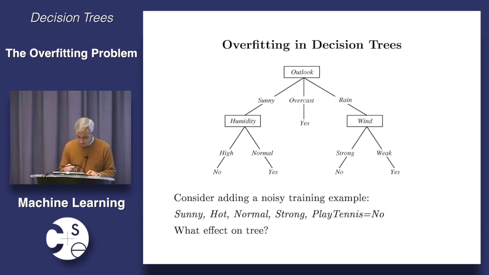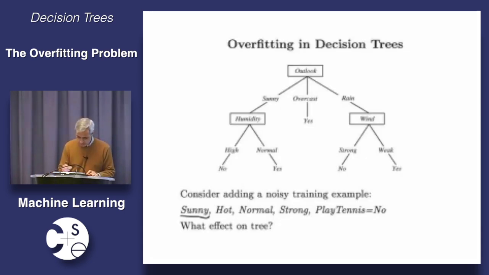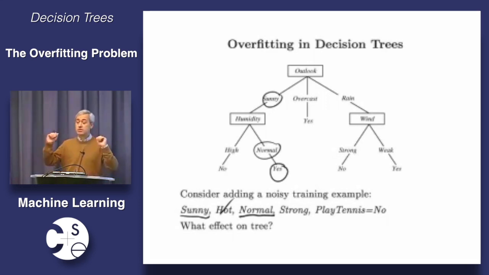So, here's a more concrete example. Let's suppose that we had an example that was like this. It was sunny, so we go down this branch. It was hot, but we don't care about the temperature. And then the humidity was normal, which means that the answer should have been yes. Your friend should have said, yeah, let's go and play tennis. But your friend said no. So now what happens to the decision tree?